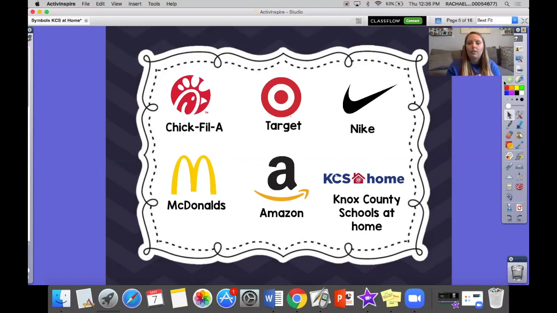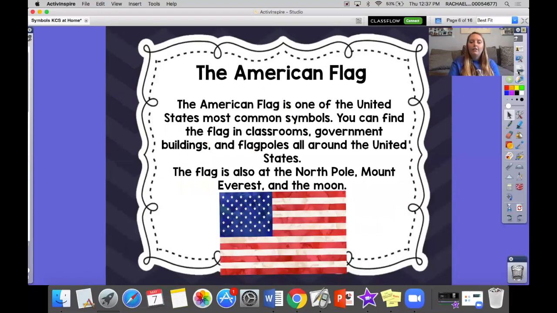for something else. So this bullseye for Target stands for Target. It means Target. This swoosh lets you know that is a Nike shoe or Nike clothing. The M's for McDonald's let you know that place is McDonald's. You can read it, you know what it is without having the actual words there to tell you what it is. So one of the United States symbols is the American flag.